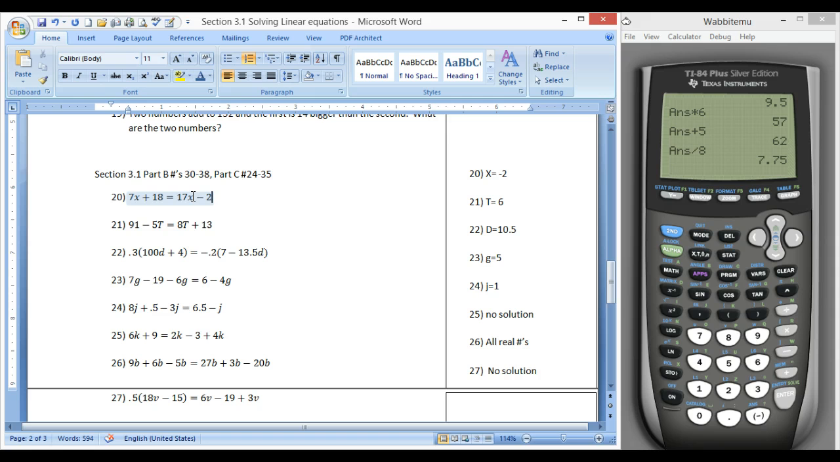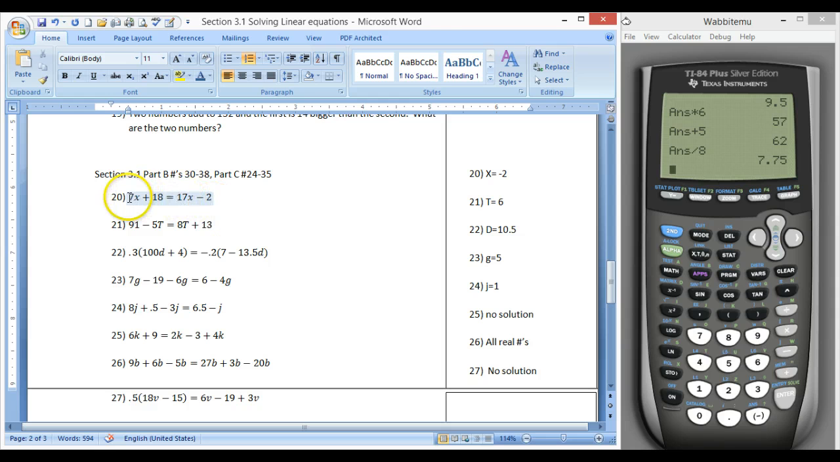So the first thing I need to decide is which side do I want the x's on, the left side or the right side? And really, it doesn't matter. In this case, I'm just going to go ahead and move my x to the right because it'll keep my x's positive. However, if you want to move them to the left, I'd say the majority of people just move it to the left because then it looks like your answer with the x equals the number. It really doesn't matter though.